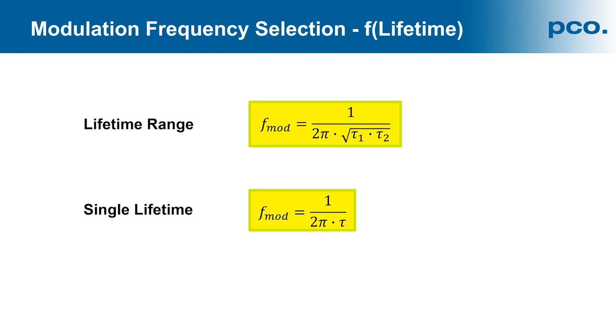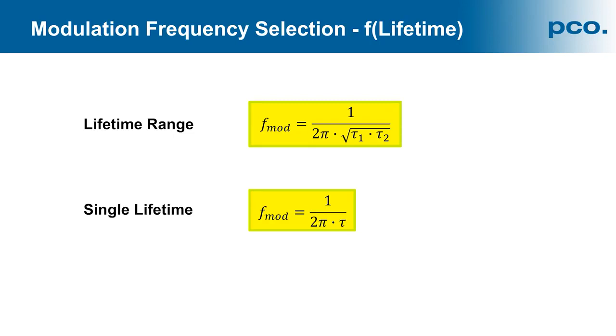But this is just the suggestion for the optimal modulation frequency. Even if the modulation frequency that can be adjusted by the camera is a little bit lower than that, then still you can successfully and precisely measure lifetimes.